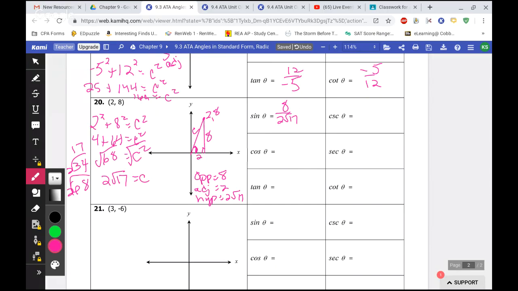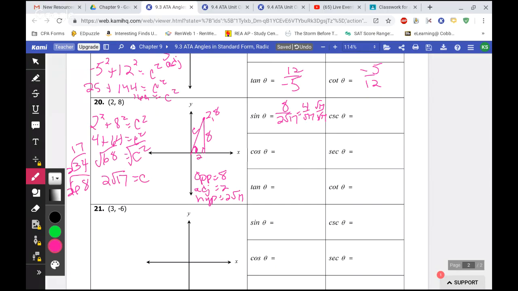I know I did that wrong, didn't I? Did I do that wrong? No, I'm good. But I have to rationalize that. And I can kind of reduce at the same time because that's just going to be 4 over root 17, right? Yes. So now I have to rationalize root 17.